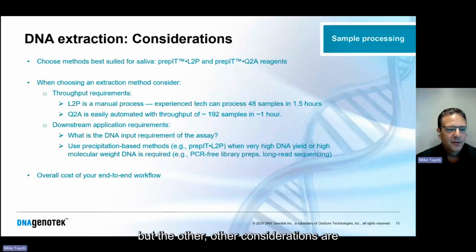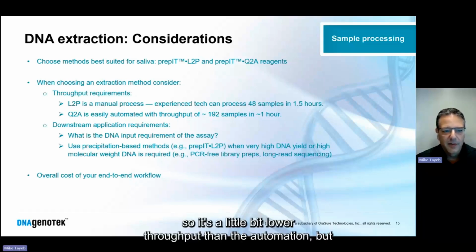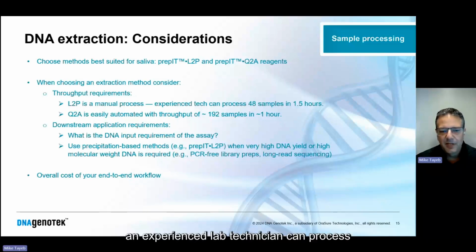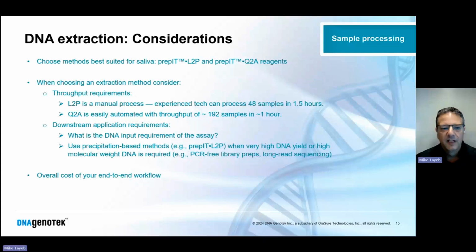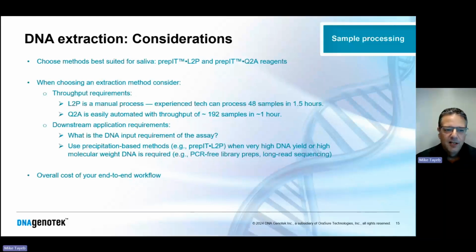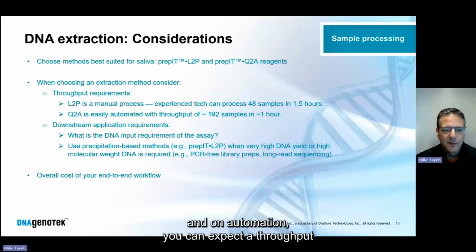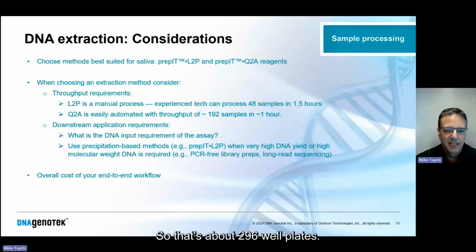But the other considerations are, what are your throughput requirements? PrepIt L2P is a manual process, so it's a little bit lower throughput than the automation, but an experienced lab technician can process about 48 samples in an hour and a half. Whereas PrepIt Q2A can be done manually, but it's also easily automatable. And on automation, you can expect a throughput of approximately 192 samples in 1 hour. So that's about two 96-well plates.